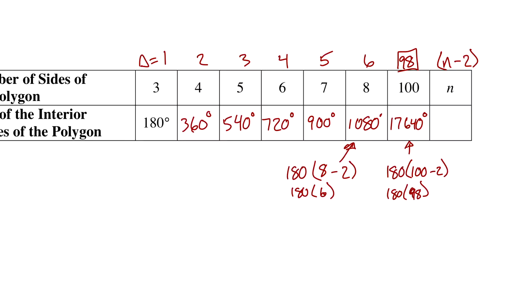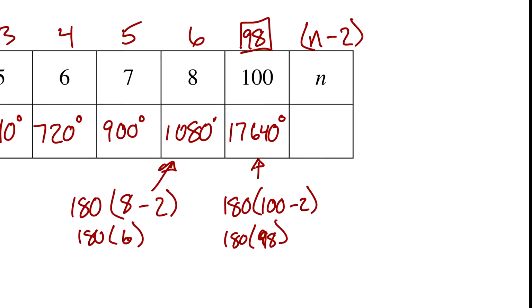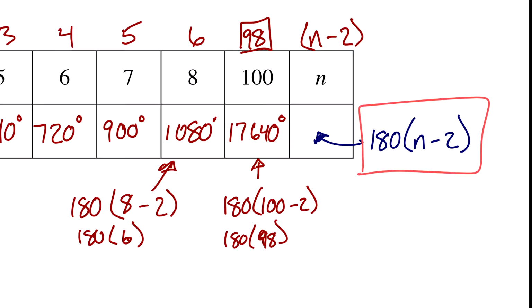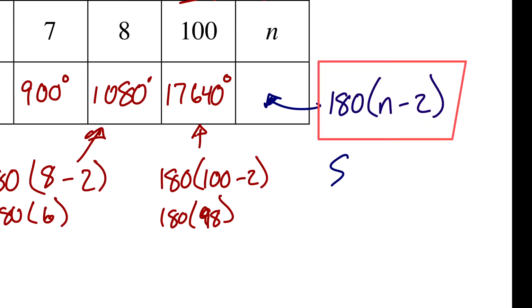And so our little formula, I'm going to zoom into this. Our formula that goes here is going to be 180 times n minus 2. 180 times the number of triangles, which was n minus 2. Don't forget that n represents the number of sides. N minus 2 is the number of triangles. This is how we calculate the sum of the interior angles.